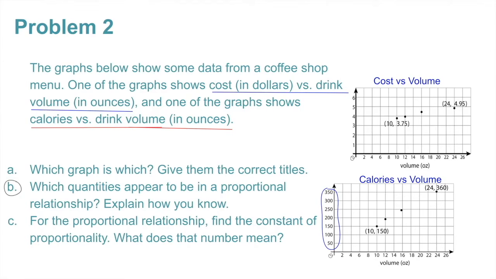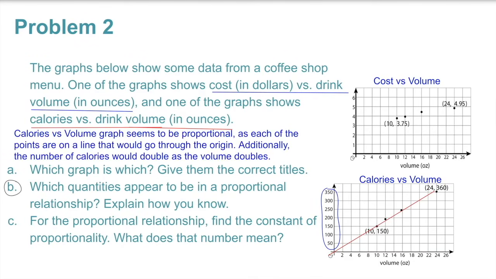B. Which quantities appear to be in a proportional relationship? Explain how you know. The calories versus volume graph seems to be proportional, as each of the points are on a line that would go through the origin. Additionally, the number of calories would double as the volume doubles.